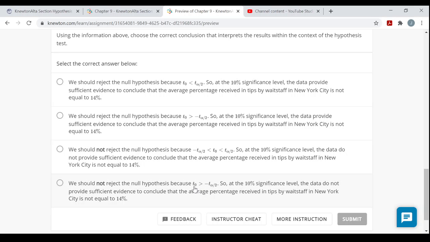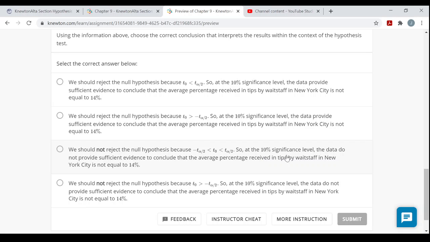See, this is saying the test statistic was greater than the negative one, but it's also got to be less than the positive one, right? If there's two of them, it's got to be between them to be not in the rejection region. So we should not reject the null hypothesis because our test statistic fell between the critical values.